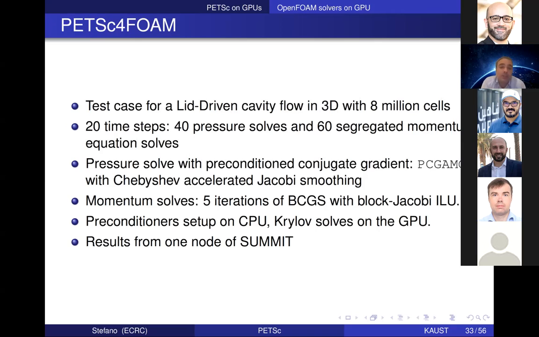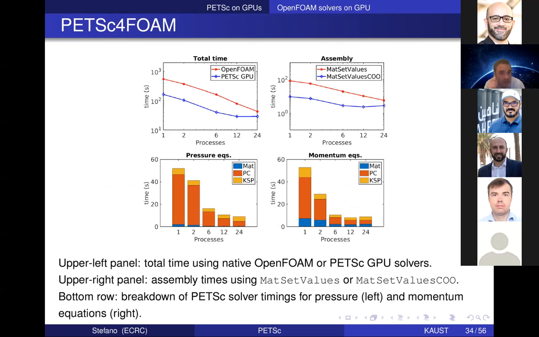We are in the process of moving completely the setup of the preconditioner to the GPU, but the Krylov solver runs completely on the GPU, modulo MPI. And the results are from using one node of Summit only, because this is a problem that fits in a single GPU. So here on the upper left corner, you have the total time of the application.